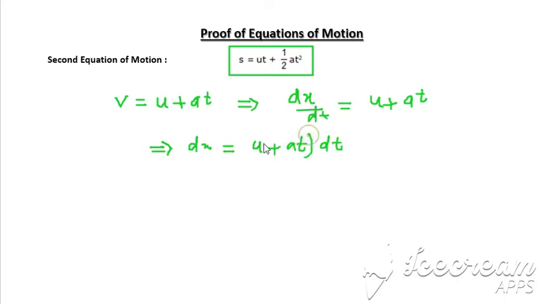Then we need to integrate both sides and substitute the limits. The initial position will be, let's say, 0. Later on it goes to position s. This was at time 0, and then this time is t.